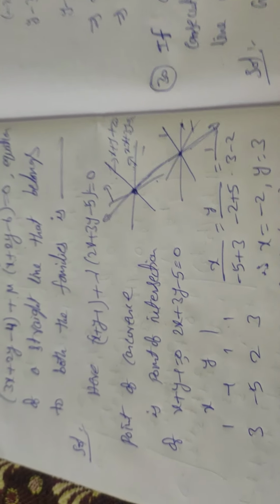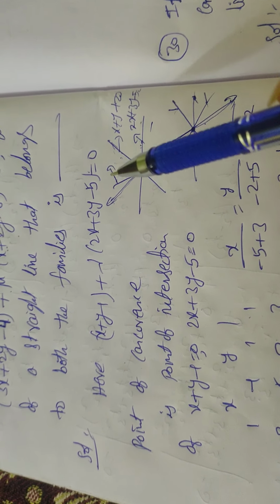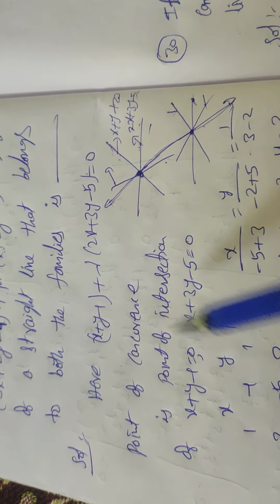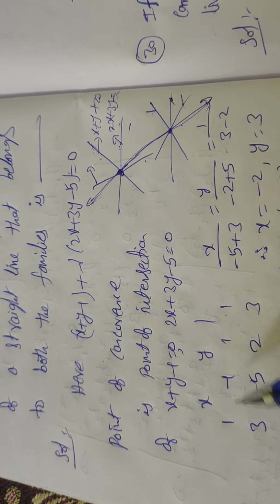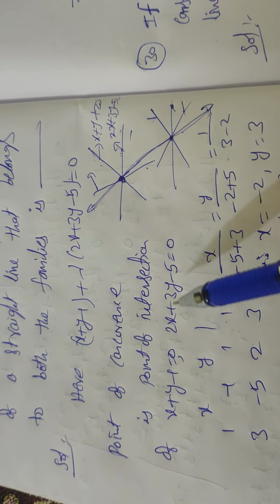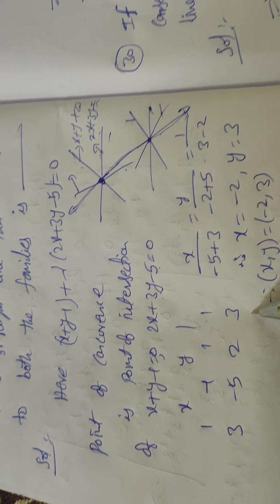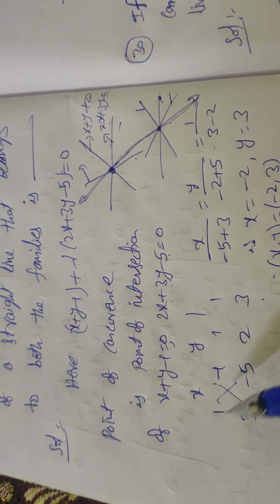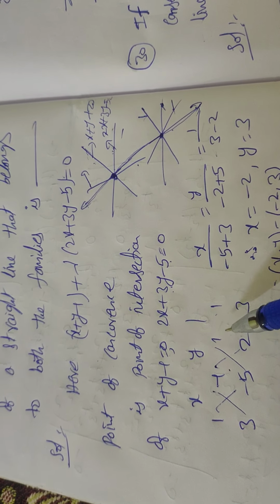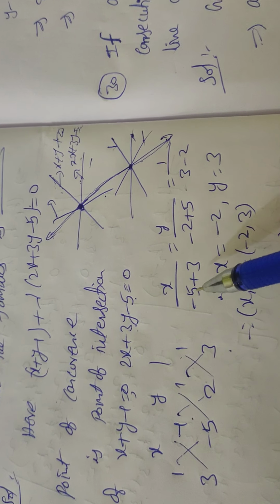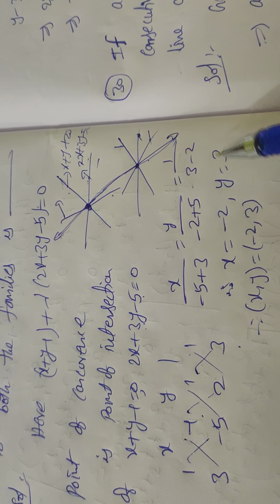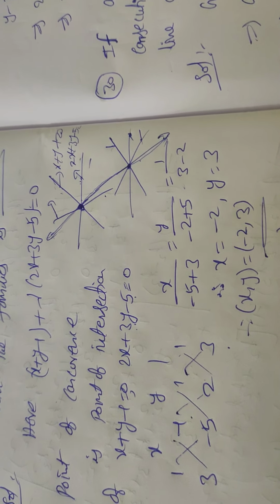Here the first one is x + y - 1 + λ(2x + 3y - 5) = 0. The point of concurrence is the point of intersection of the given two lines. Solving those two lines by cross multiplication: x/(-5+3) = y/(-2+5) = 1/(3-2). Therefore x = -2 and y = 3. Therefore (x, y) = (-2, 3).